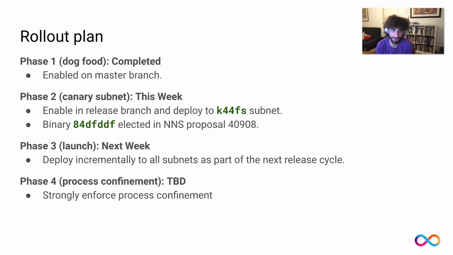And then assuming that goes well, next week, we'll actually enable it on the release we plan to roll out as part of our normal process. So once that one's approved and the proposals go through, it'll just get slowly rolled out to all subnets as part of our normal rollout process. And then phase 4, which we should do afterward, is make further changes to the OS images to more strictly enforce the boundaries on the Sandbox process.